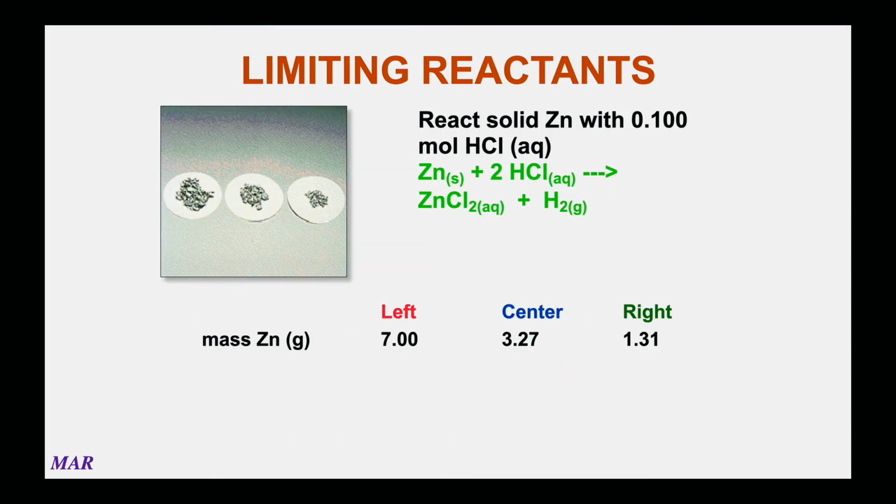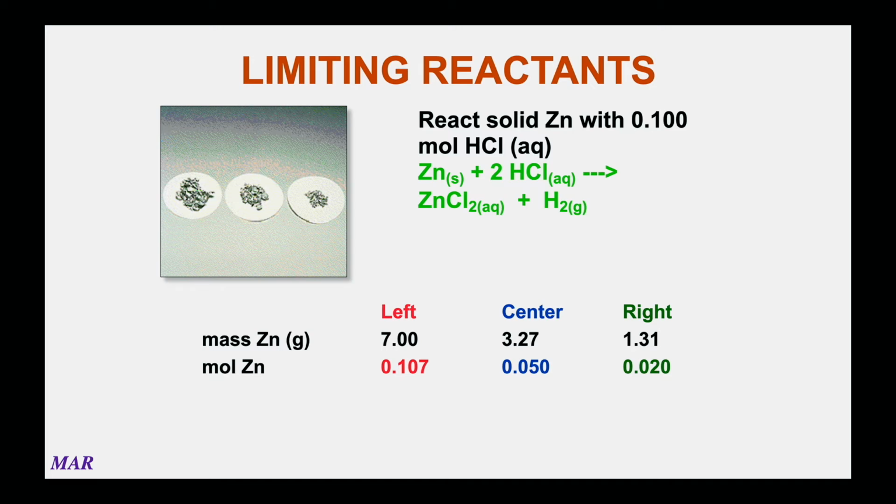Mathematically, you can use these kinds of numbers to figure out those quantities. Now, the ratio here is 1 mole of zinc to 2 moles of HCl. So here's the mass of zinc that was used in the 3 containers: 7.00 grams on the left, 3.27 grams in the middle, 1.31 grams on the right. Let's turn those into moles.